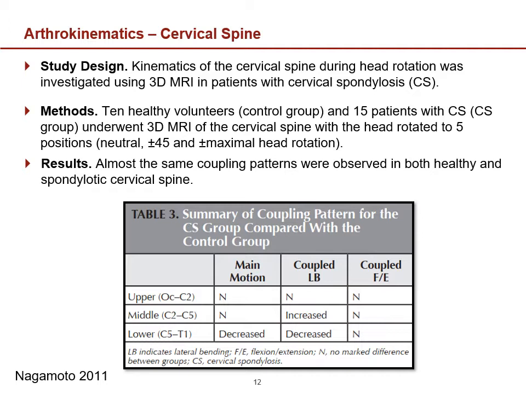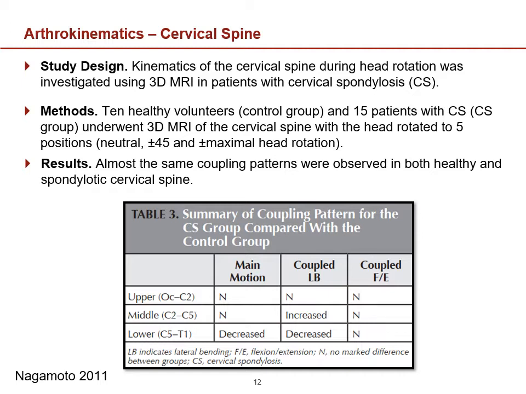And what you can see in the results shown in table 3 there, you have each of the different regions of the cervical spine broken out into upper, middle, and lower. You have the main motion, the coupled motion that occurred with lateral bending, and then the coupled motion that occurred with flexion and extension. So N denotes no marked difference between the groups, and then you'll see the increase and decrease denoted there.